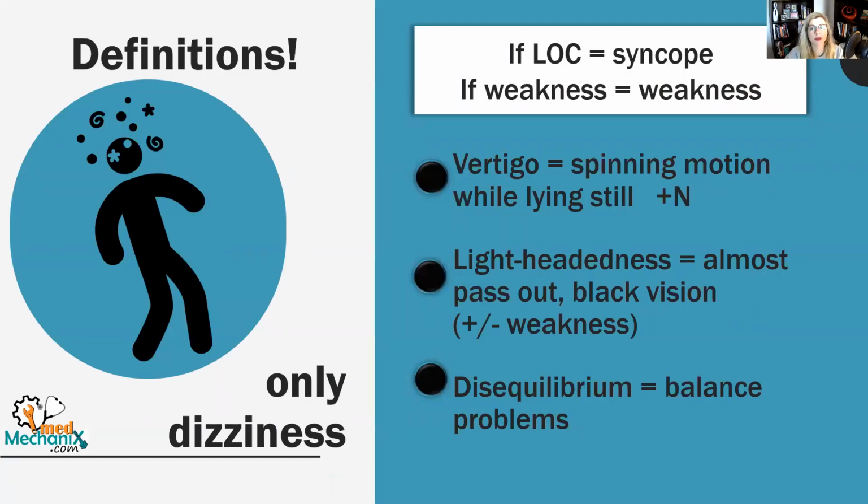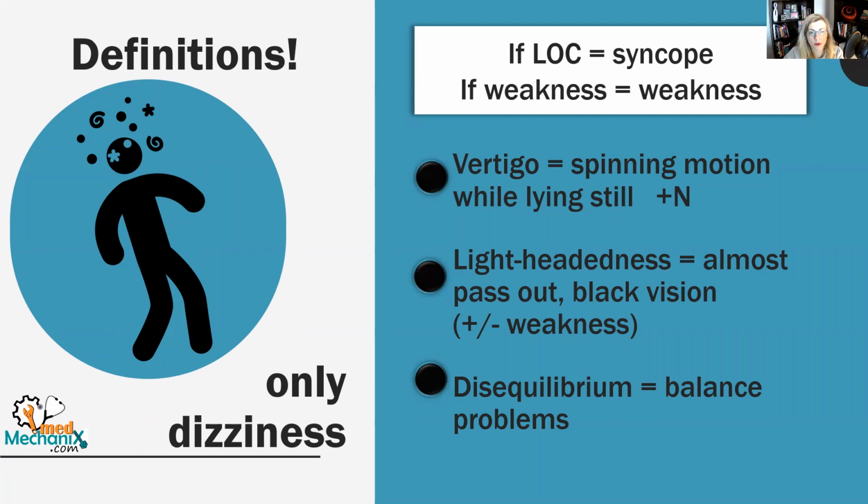The first thing to start with is definitions. This has been classically the way that we have organized all of our differentials as medical professionals. We talk to the patients about what they mean when they say dizzy. Did they lose consciousness or pass out? That's syncope. Do they have muscle weakness and they feel like they're going to fall? That's going to be more weakness. Typically, the three most common pathways that people organize dizziness into are vertigo, lightheadedness, and disequilibrium.